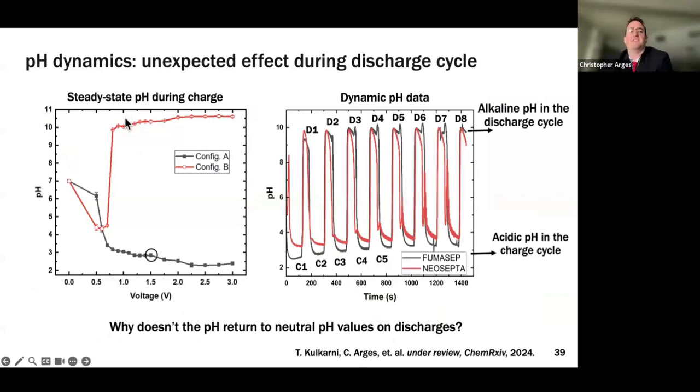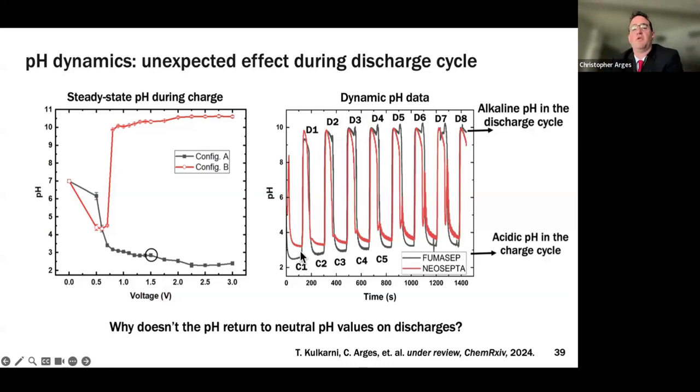So I showed you the steady state value, right? So this is the effluent value here. But now what I want to do is show you what happens during charge-discharge cycling. And we discovered something unexpected. So these are two commercial BPMs. So we're charging here, we're making acidic environment. That's where you'd want to do that copper plating.